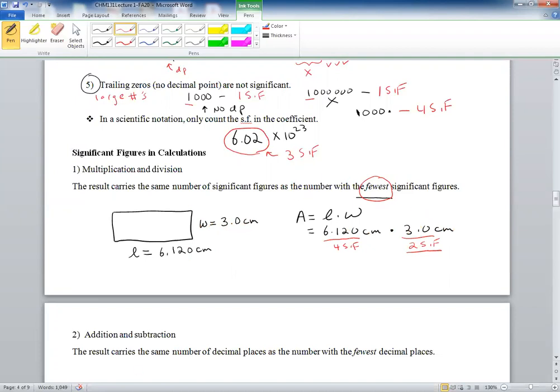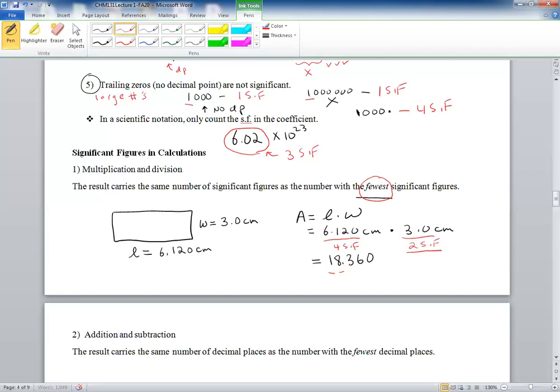So let's calculate this. Take 6.120 multiplied by 3.0, and we get 18.360. Well, again, I need to go with 2 significant figures. So let me count my first 2 sig figs. 1, 2. The 1 and the 8 are my first 2 significant figures. Then what do I have to do?